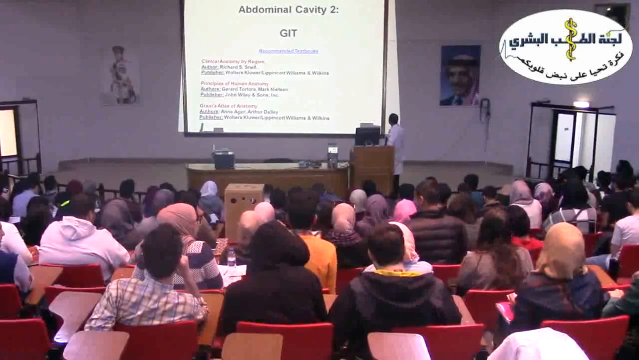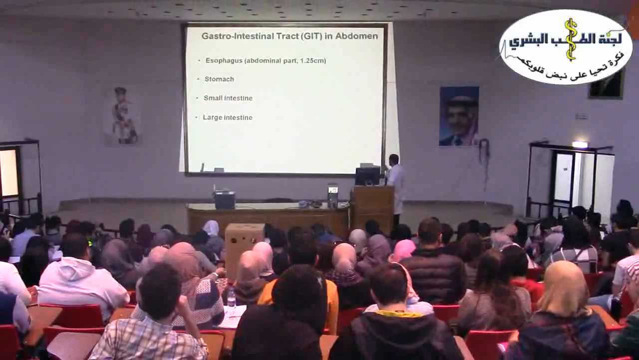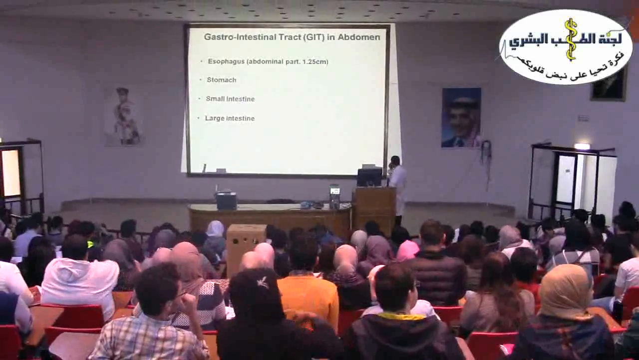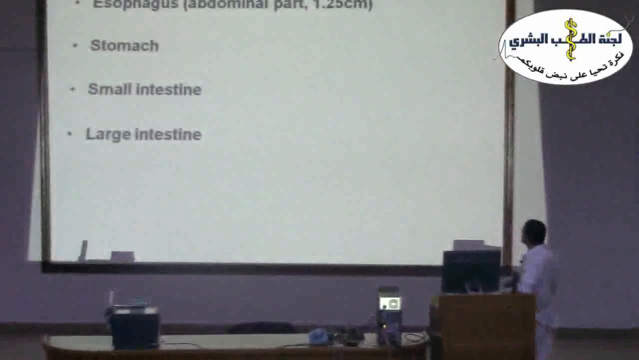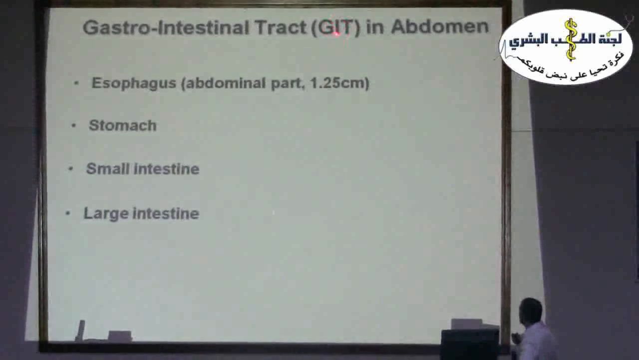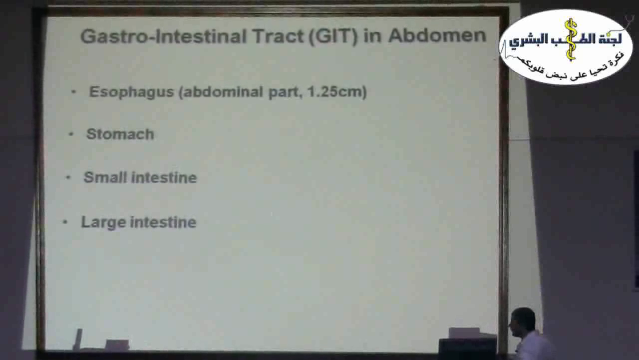Directions and what are the relations of abdominal organs to peritoneum. Now we go back and continue on the GI tract. You remember we speak about the GI or the alimentary canal in the abdomen. You have to remember it's formed of four main parts.